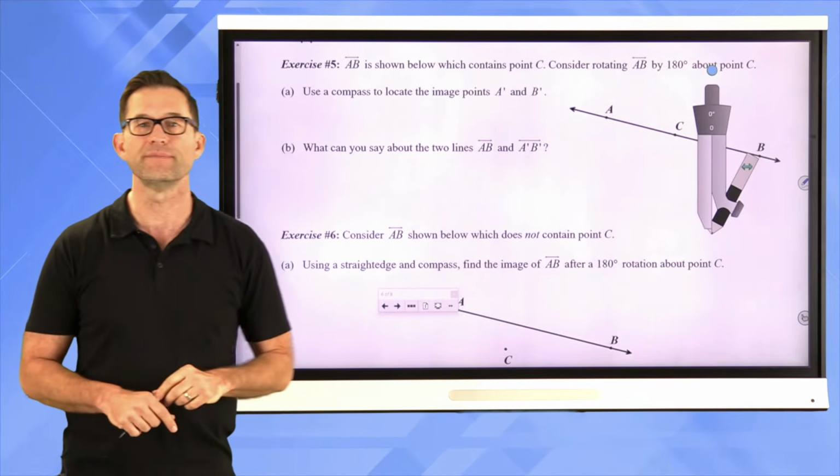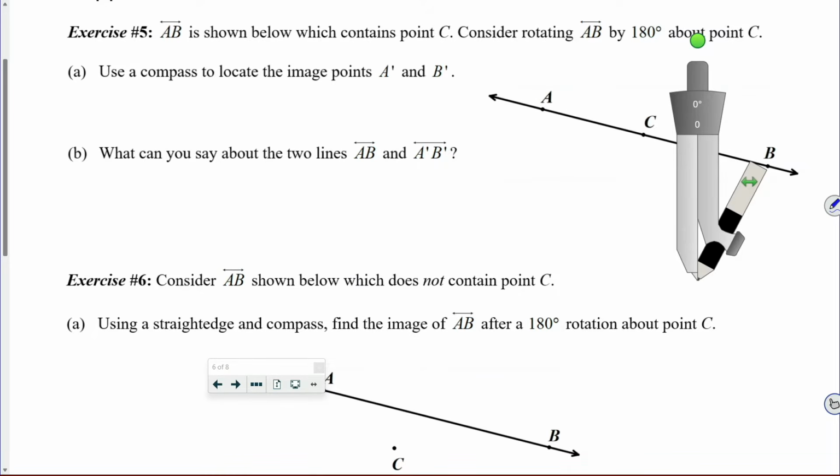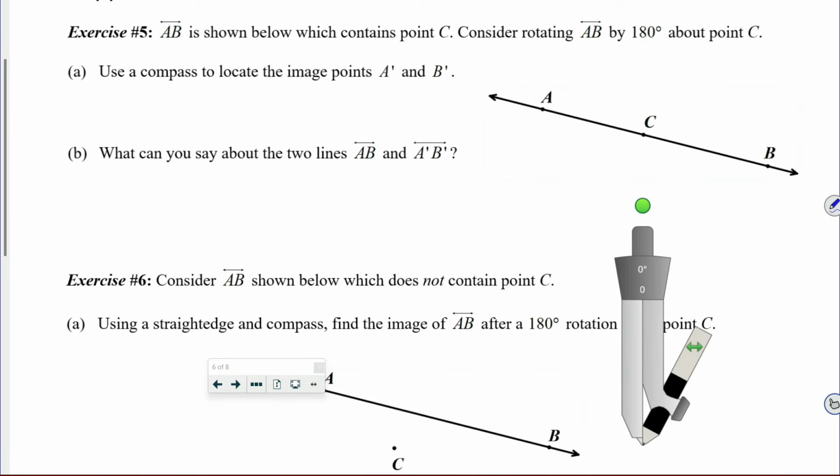Exercise number 5. Line AB is shown below, which contains point C. Consider rotating AB by 180 degrees about point C. Let me move that compass off of there so you can see it better. Letter A, use a compass to locate the image points A prime, B prime.